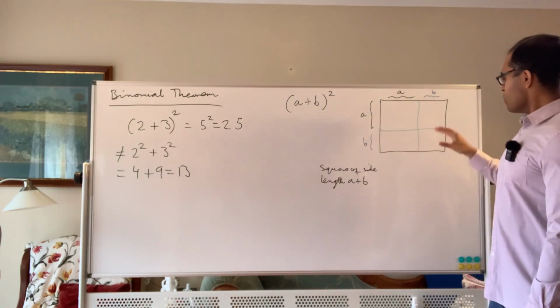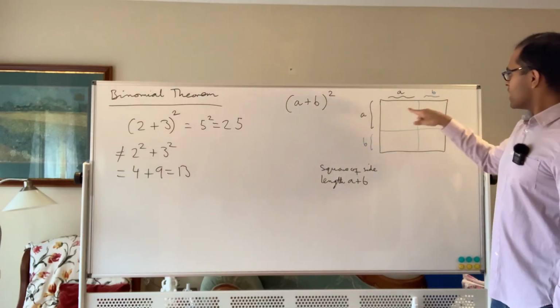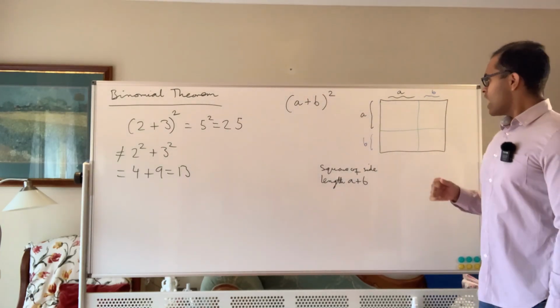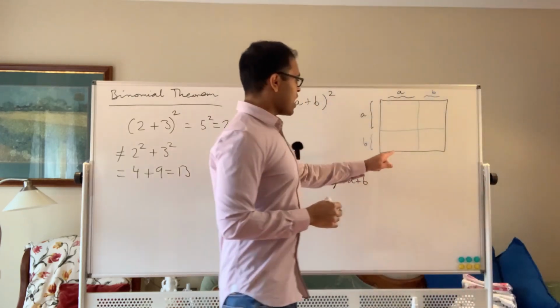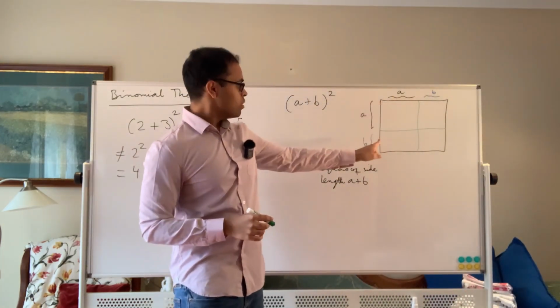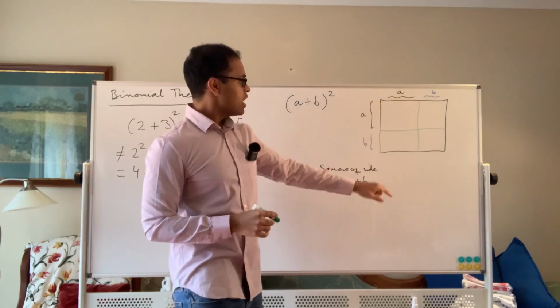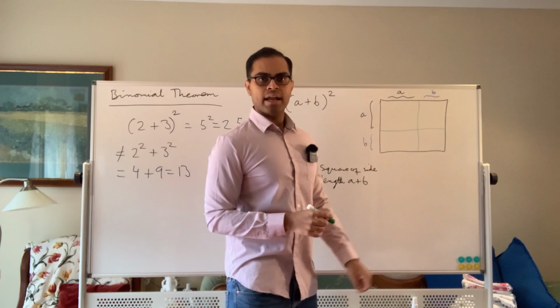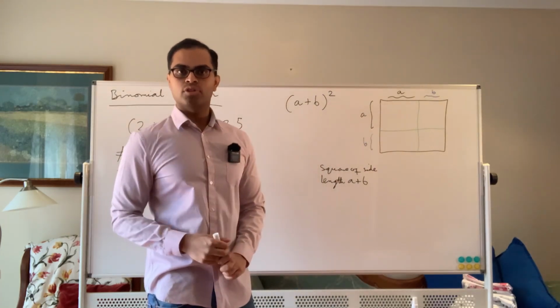The second one is going to be a rectangle of side length A and B. It's going to be the top right hand corner of this grid. And then the bottom left hand one is going to be a rectangle of side length B and side length A. So height is B, base is A. And then the bottom right hand one is going to be a square of side length B and side length B. So height and base are both going to be B.